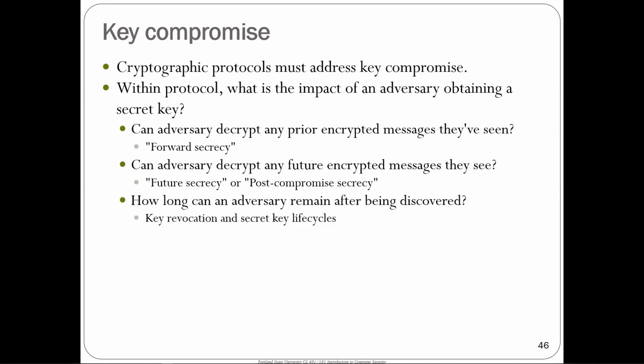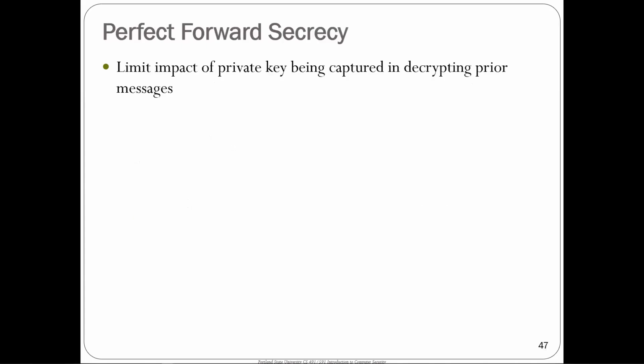The other question is, how long can the adversary remain after being discovered? This refers more to future secrecy than forward secrecy, but you need to be able to revoke keys, and you need to have a life cycle on your secret keys. Key rotation is what we call it in security terms. You need to be able to rotate keys so that the capture of one key doesn't lead to persistent capture across everything.